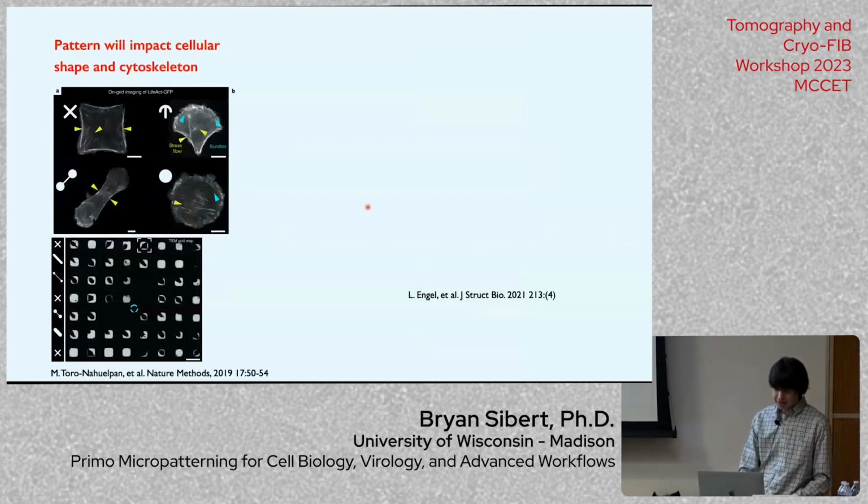And just some extra considerations, as I said earlier: the pattern will impact the cell shape and it will impact the cell cytoskeleton. So micropatterning is great, but it's not free of artifacts. You are manipulating your sample, so this is something to be aware of. If you're interested in looking at actin networks, you probably want to be a little more careful with micropatterning than if you're interested in looking at ribosomes.